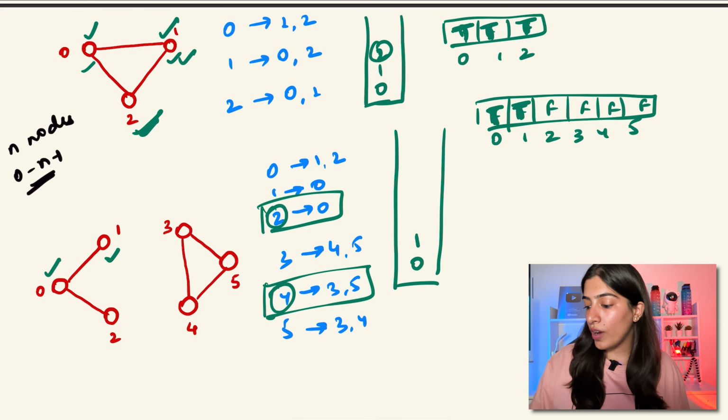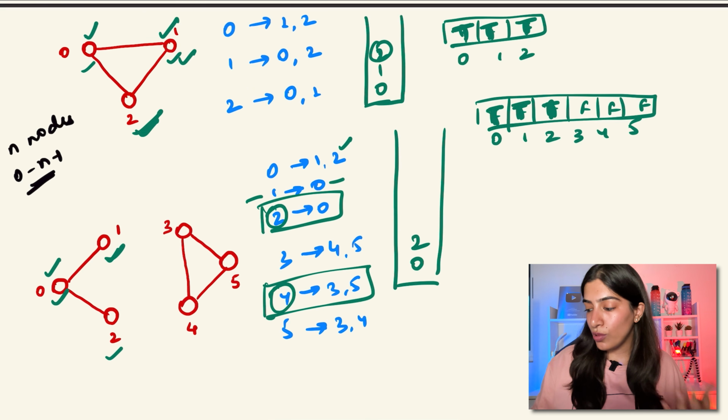Who are the neighbors of 1? For neighbors of 1 it is 0, but it is already visited, so I am not going to do anything. I am going to pop it. It is also not our destination. Then I am going to come to the second neighbor, which is 2. I am going to put 2 and I am going to mark it as visited.